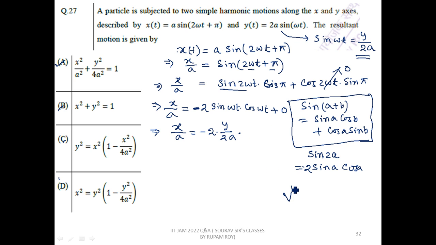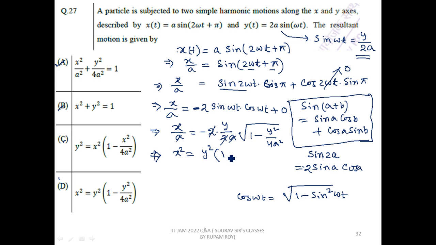Cos ωt is equal to root over 1 minus sin square ωt. So root over 1 minus sin square ωt is root over 1 minus y square by 4a square. The 2 will cancel out, so a will cancel out. Now squaring both sides, x square is equal to y square into 1 minus y square by 4a square.